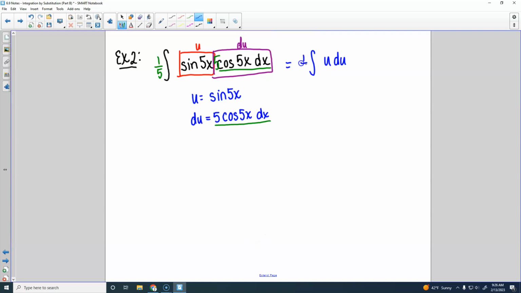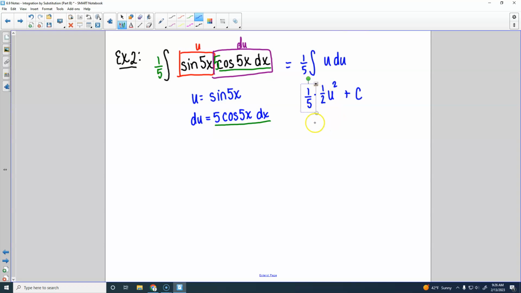Oh, and I need the 1/5 out front. Thank you. Okay? So I'm just going to integrate this. I'm going to have u squared to the 1, and I'll have 1 divided by 2 here. I still have my 1/5 that is out here. Make sure you put the plus c on the end.